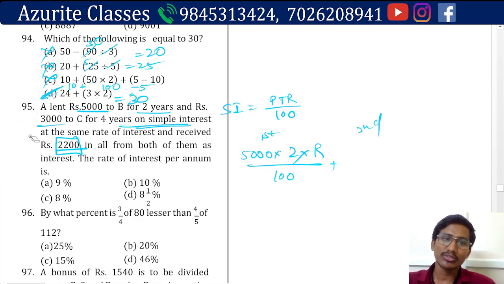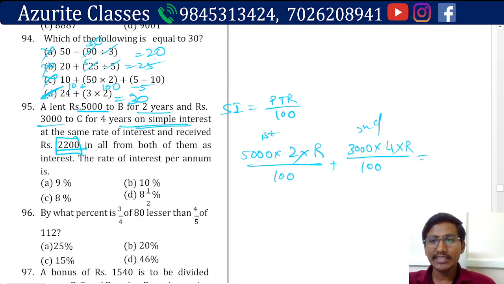3,000 rupees, 3,000 rupees, right? So 3,000 principal into time is how much? 4 years, into the rate, which is given here; we don't know it, that is same as our rate, divided by 100. These two total interest will be 2,200. Now if you solve, you will get the answer here.